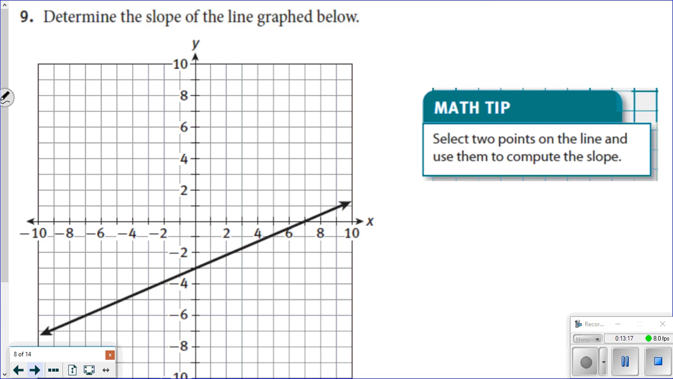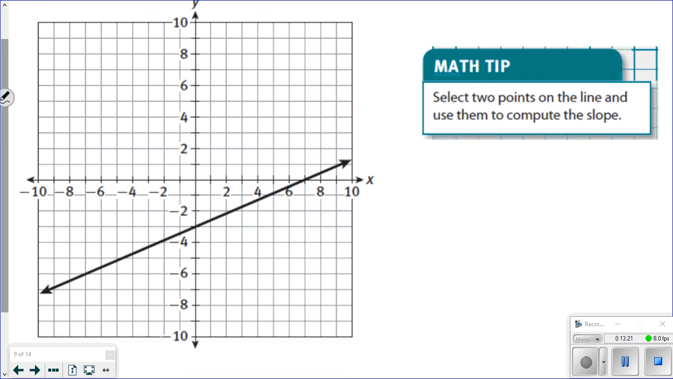All right, question 9. I see a line on my graph, and the directions tell me to determine the slope. Ooh, that was our learning target. But wait a second. I don't see any stair steps, and I don't see any points or any ordered pairs. So what I want you to do right now is try to find 2 or 3 or 4 points on this line.